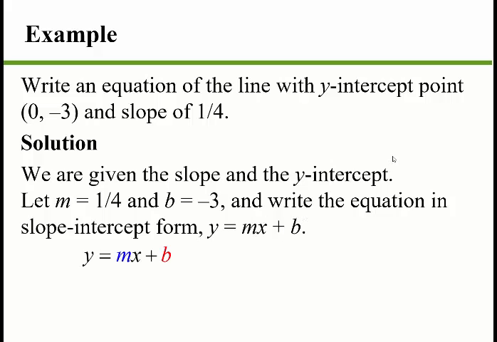So here it is, y is equal to mx plus b. I'm literally going to replace the slope with 1/4 and the y-intercept with that b value of negative 3. So instead of plus negative 3, I'm just going to write y is equal to 1/4 x minus 3. And that's it.